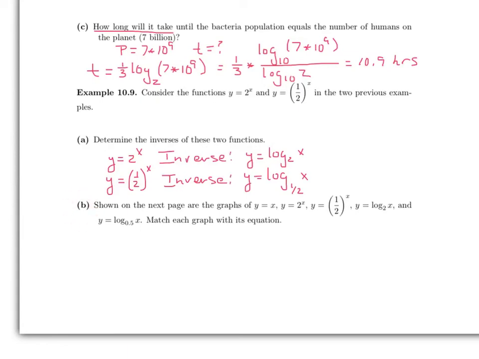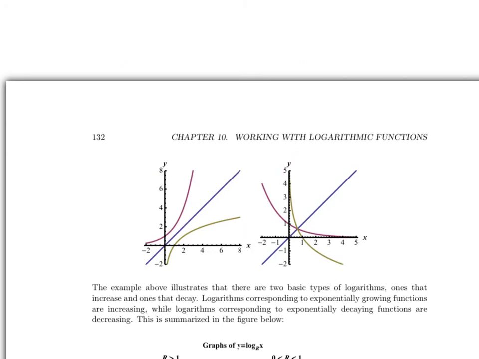Now let's look at part B. Shown on the next page are the graphs of the diagonal y equals x, y equals 2 to the x, y equals 1/2 to the x, and their respective inverses, log base 2 of x and log base 1/2 of x. Our goal is to match each graph with its equation. Okay, so here are the diagonals. Here's y equals x in that graph, and here's y equals x for this graph.